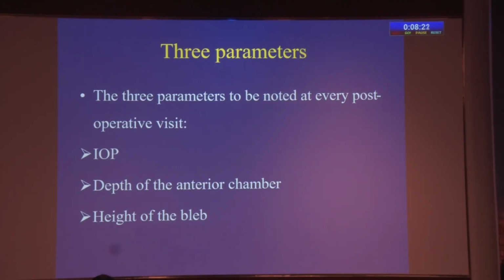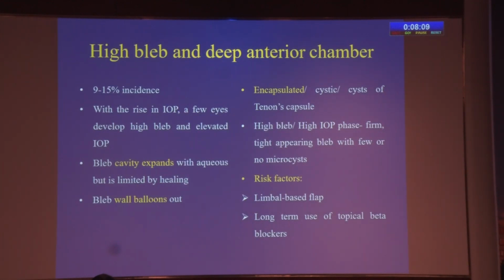So the three parameters to be noted at every post-operative visit are intraocular pressure, depth of the anterior chamber, and height of the bleb. These are the three cardinal points. So, high bleb and deep anterior chamber: 9 to 15% is the incidence the literature says. With the rise in intraocular pressure, a few eyes develop a high bleb and elevated intraocular pressure.